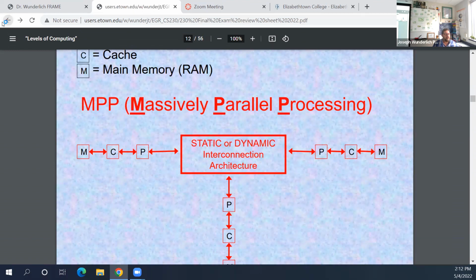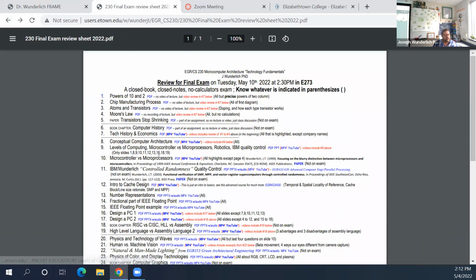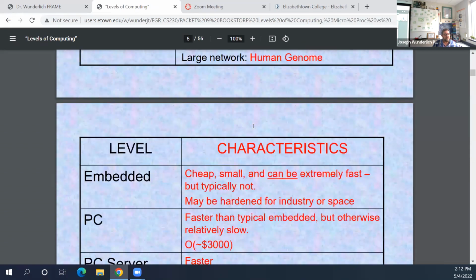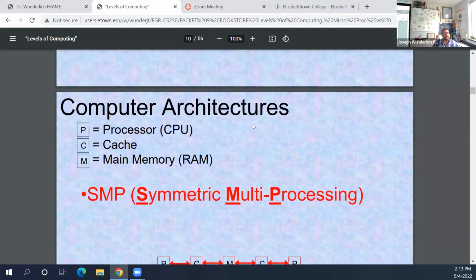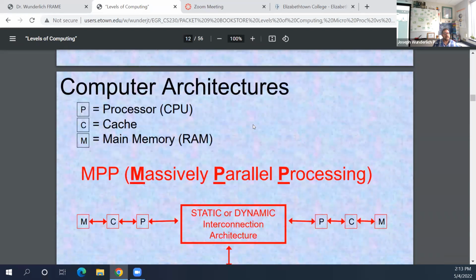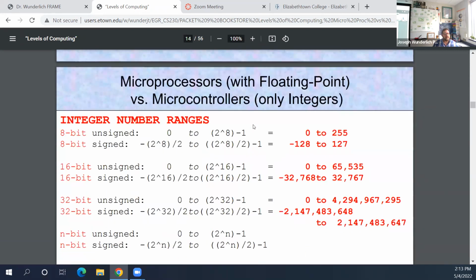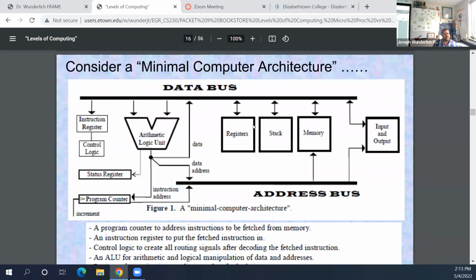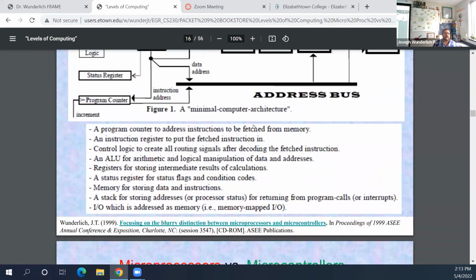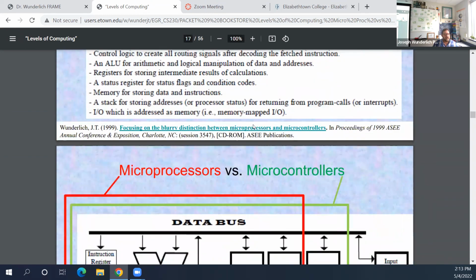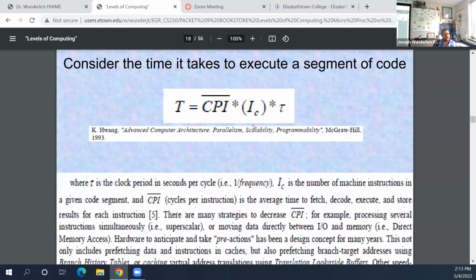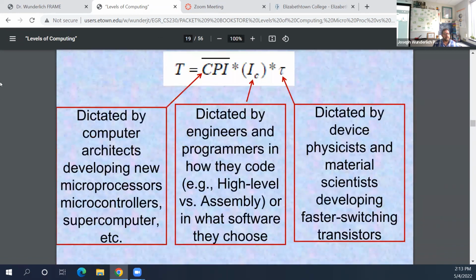And then the other ones were 13, 16, 18, 19. Here, so that's 13, not that. 13, 16, minimal computer architecture. Yep, of that. 18. Yep, 19.